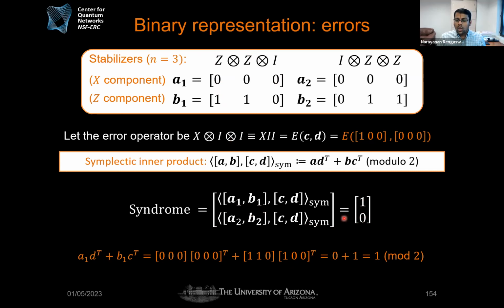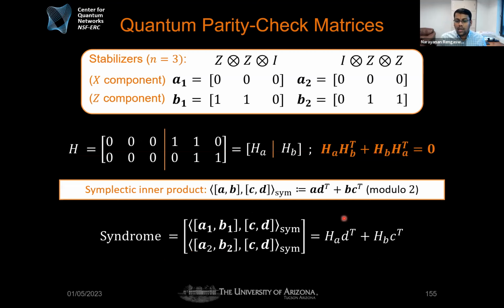Okay, so that's how you map Pauli matrices to the binary space and check commutativity and anti-commutativity. Now let's put them together in the form of a matrix. So here is our quantum parity check matrix. So you have two stabilizer elements. So you have the first one, which is ZZI. So you have zeros for the X part and ZZI. And the second row is IZZ. And you can split this into two halves. So the left is the X part, which I'm calling HA. And the right is the Z part, which I'm calling HB.